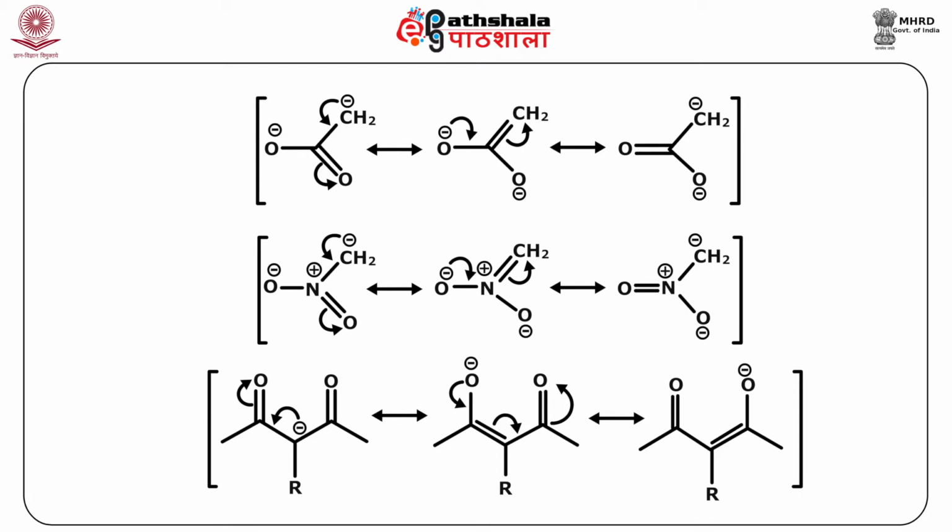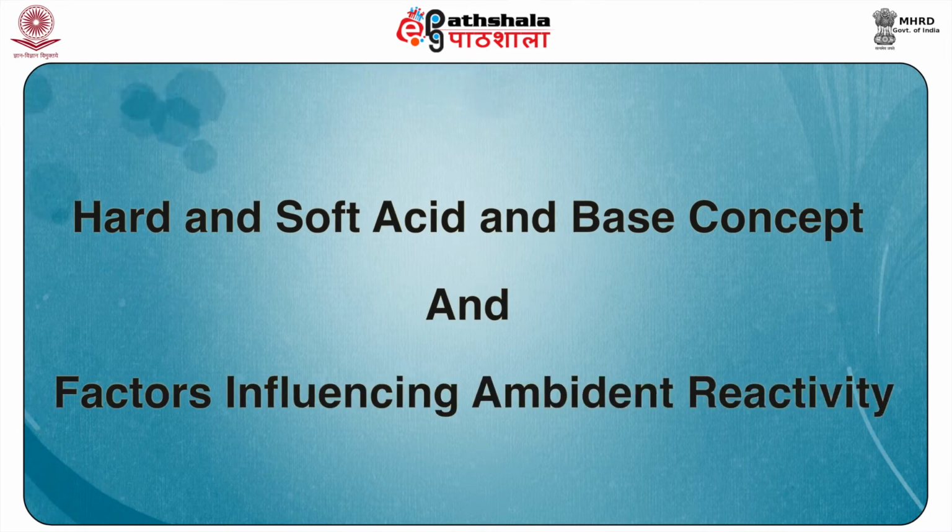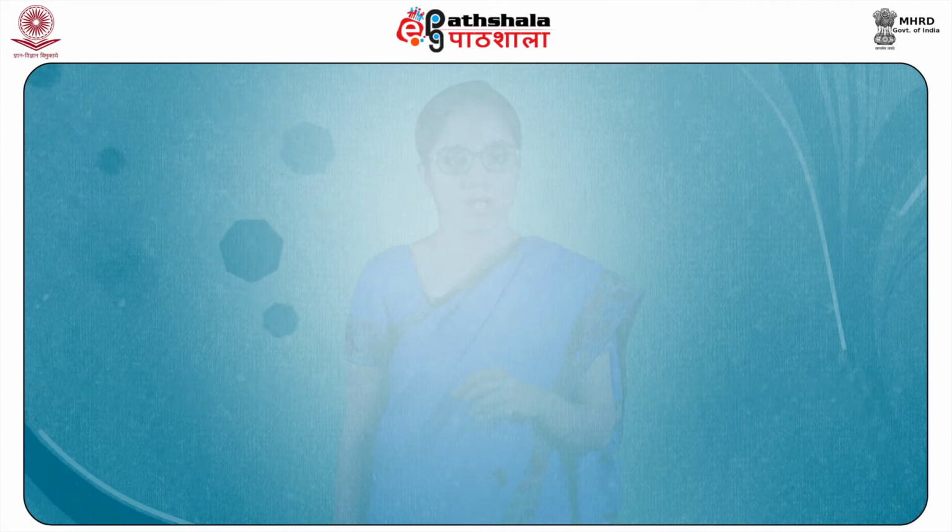Now students, let us come to a very important concept in chemistry, that is the hard and soft acids and bases concept and factors influencing ambident reactivity. Which end of the ambident nucleophile should react predominantly under a particular set of reaction conditions? Now, to answer this question, two most important factors are to be considered. The first one is the polarizability of the nucleophile, and the second is the nature of solvents. Now, I will take these two factors up in detail.